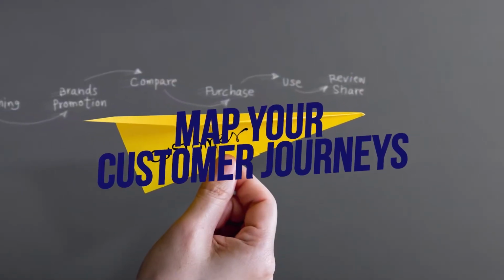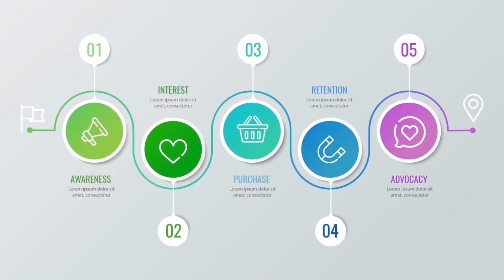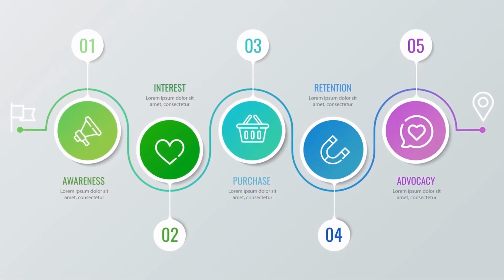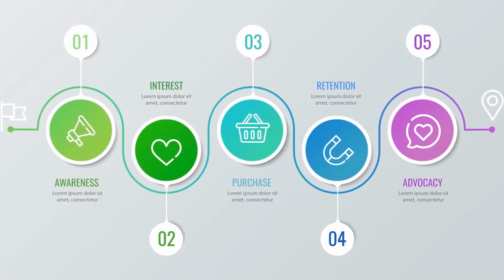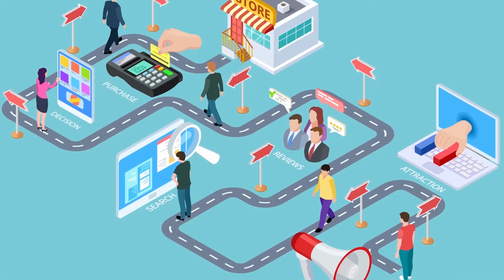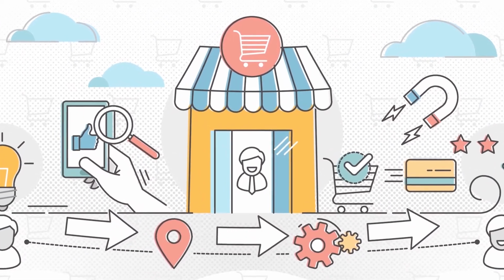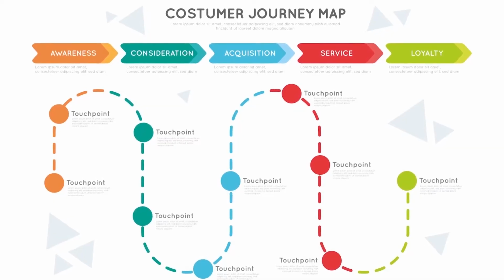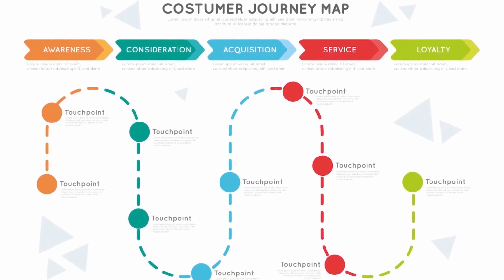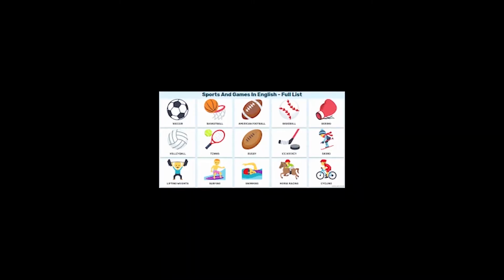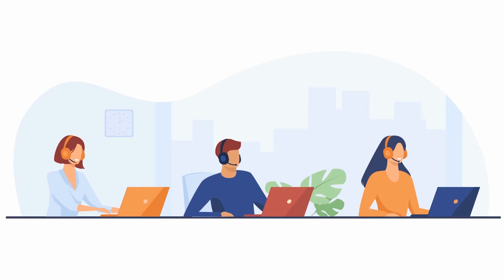Number two, map your customer journeys. Customer journey mapping, also called user journey mapping, is the process of creating a customer journey map, a visual story of your customer's interactions with your brand. It allows you to gain insights into customer pain points and how to improve those. Firstly, all the possible customer touch points are mapped out, for instance, a website, social channels, and interactions with marketing and sales teams.